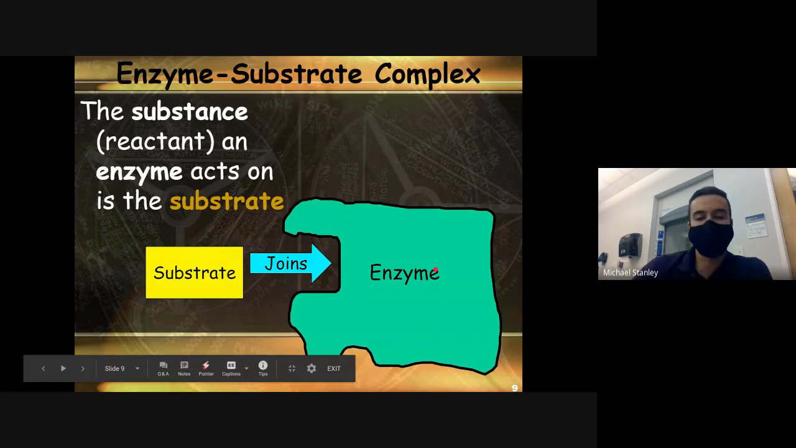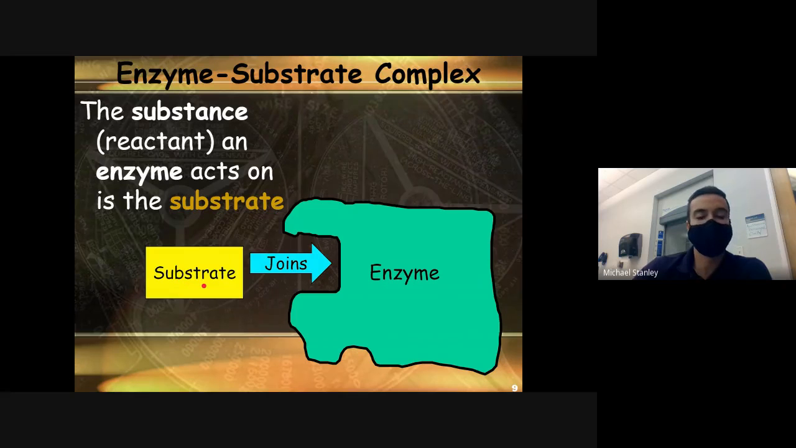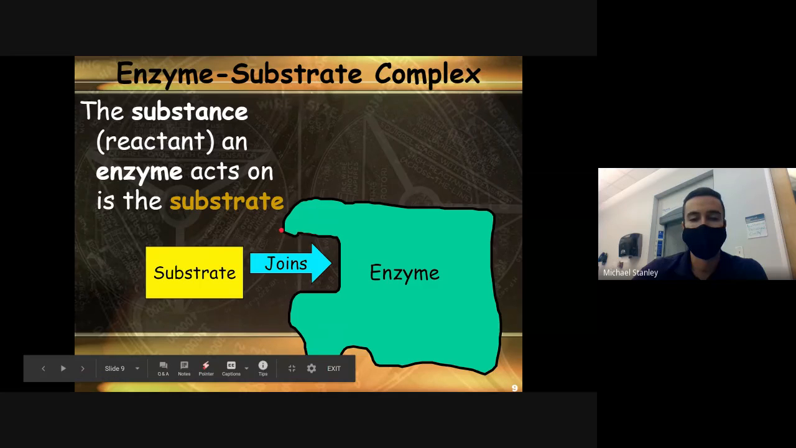So we have our enzyme, we have our substrate, which is going to go into the enzyme. And the place where the substrate joins, we're going to talk about in a second, is called the active site. So that's kind of this little pocket opening right here.